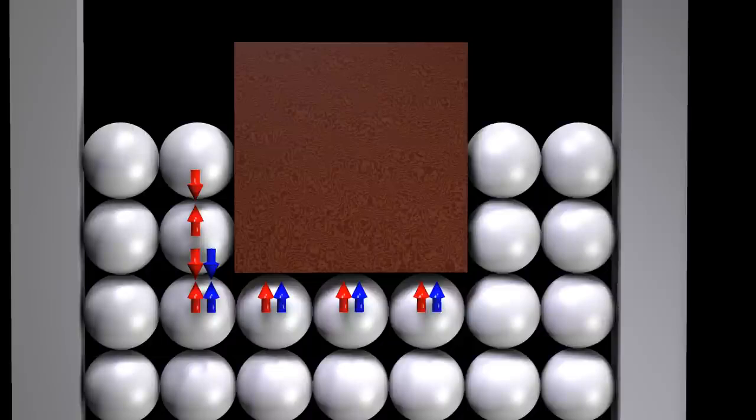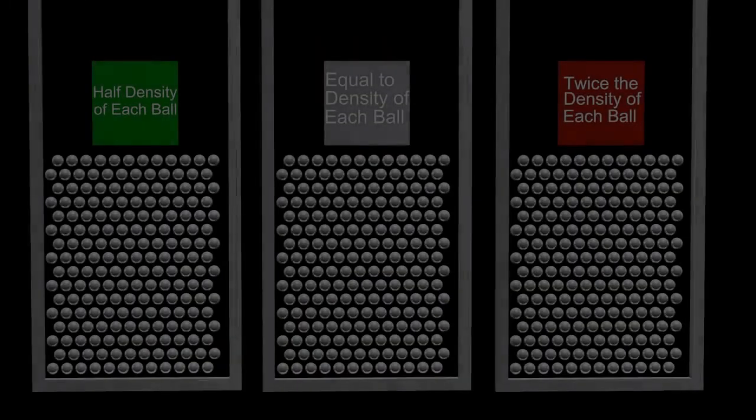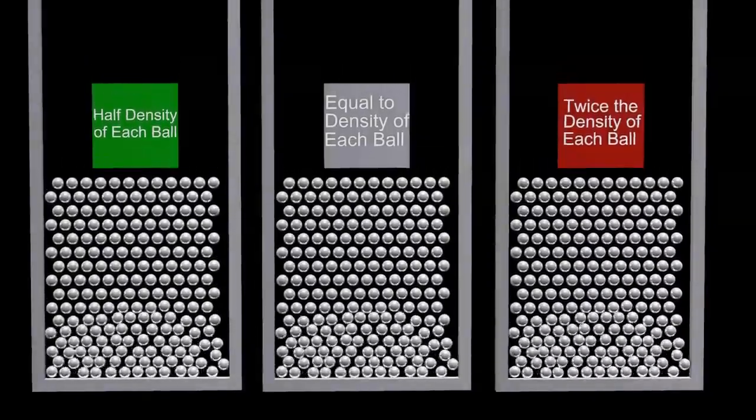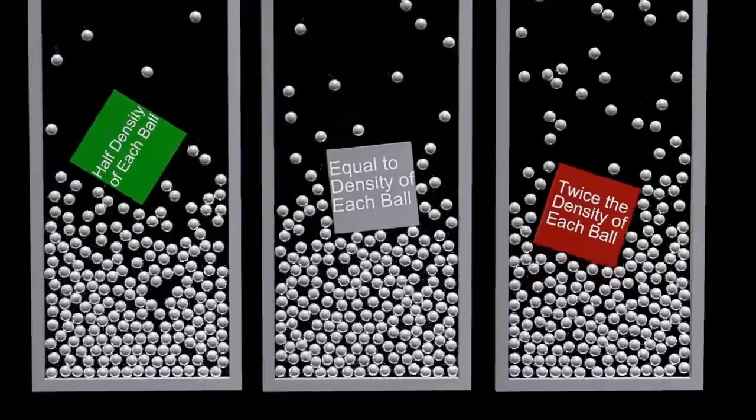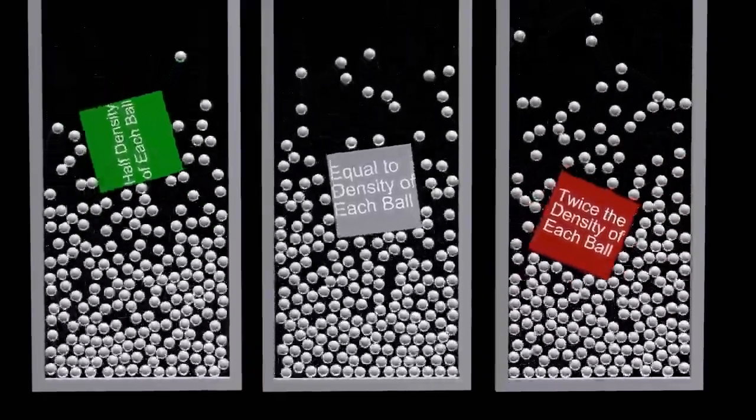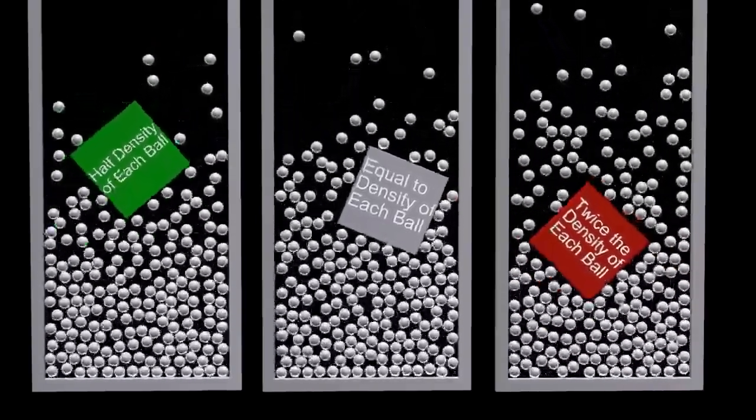And this is precisely what Archimedes' principle states. The gravitational forces that would have been felt by the displaced fluid depends on the density of the fluid. The gravitational force on the object depends on the density of the object.